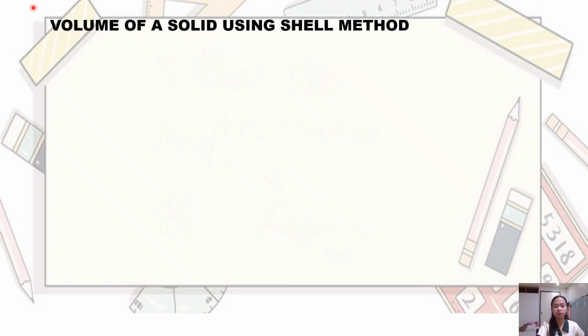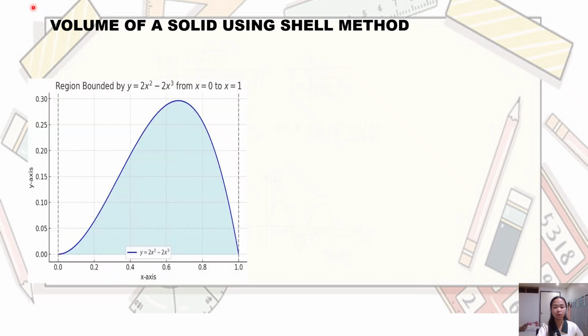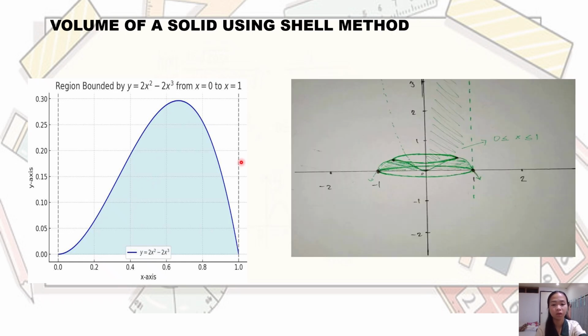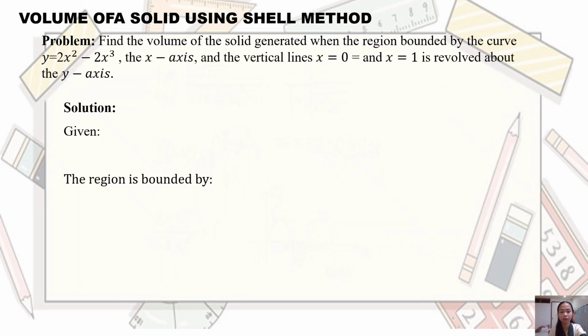Now for our specific problem, we are given the curve. By the way, this is the curve. This is the manual graph. This curve lies in the first quadrant in a Cartesian plane.